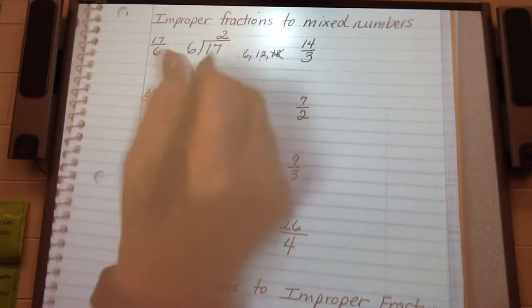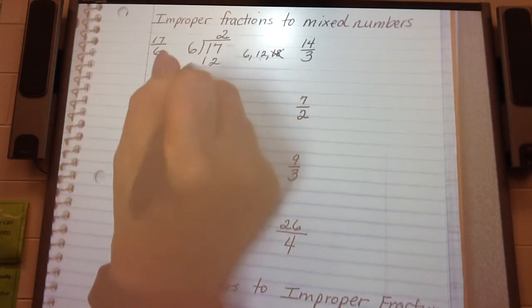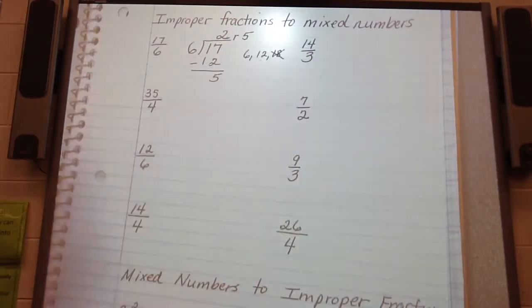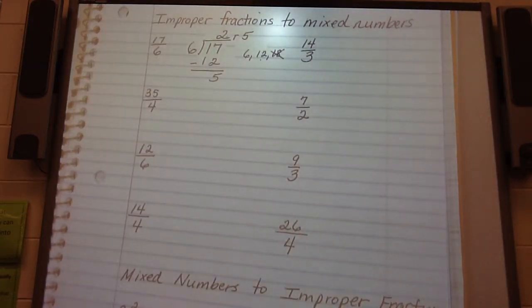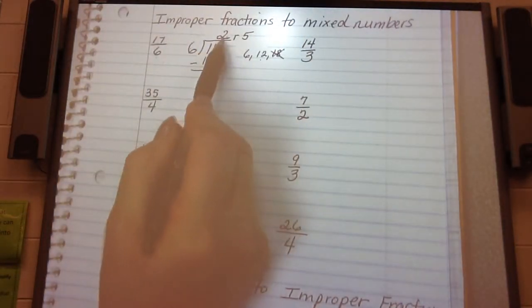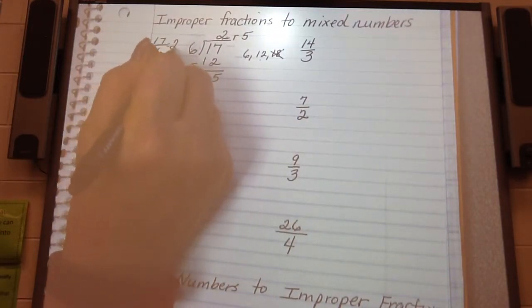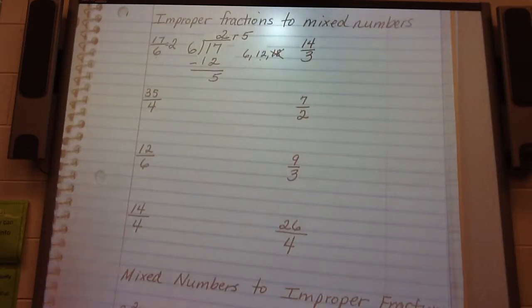6 can go into 17 2 times. 2 times 6 would be 12. And when we subtract, we get a remainder of 5. Well, in a mixed number, what that means is that we can have two groups of 6. So that would equal the whole number 2. And I'm sorry it's so close.